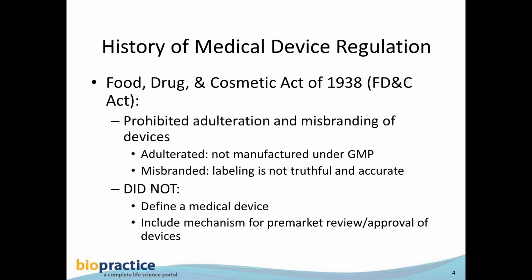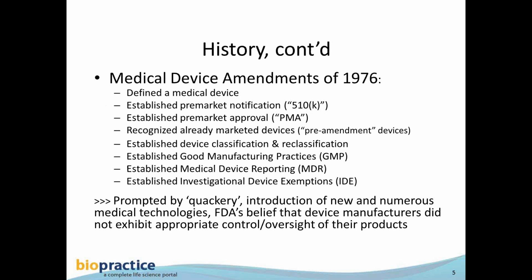So the Food, Drug, and Cosmetic Act of 1938, or the FD&C Act, was the first piece of FDA regulation that mentioned medical devices, and it only prohibited adulteration and misbranding of devices, which means devices had to be manufactured under good manufacturing practices, and their labeling had to be truthful and accurate. It did not define what a medical device was. It didn't include any mechanism for pre-market review and approval of devices.